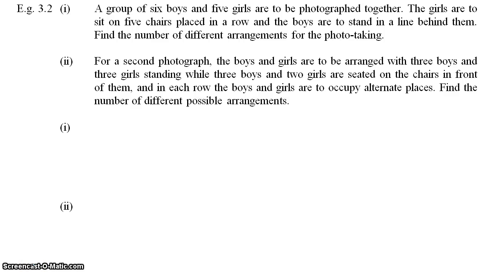A group of 6 boys and 5 girls are to be photographed together. The girls are to sit on the 5 chairs placed in a row, and the boys are to stand in line behind them. Find the number of different arrangements for the photo taking.